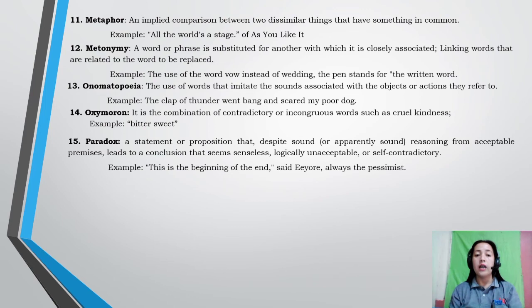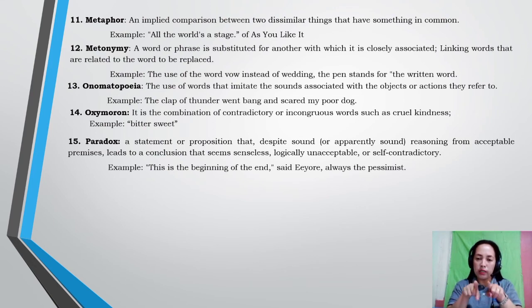Example, "This is the beginning of the end," said Eeyore, always the pessimist. It is contradictory. Take note, class, that paradox is self-contradictory. Oxymoron is also contradictory. Remember, in logical thinking, when I studied this in high school or college, what I remembered is that oxymoron words go together, in pairs.